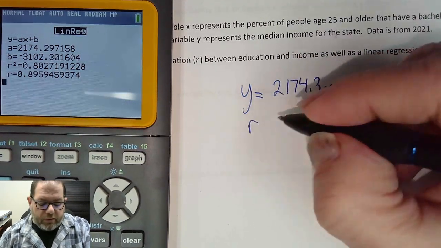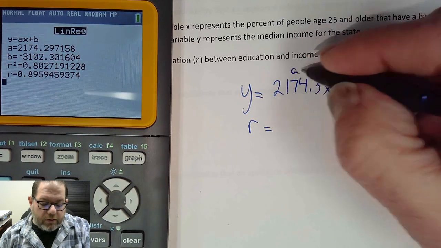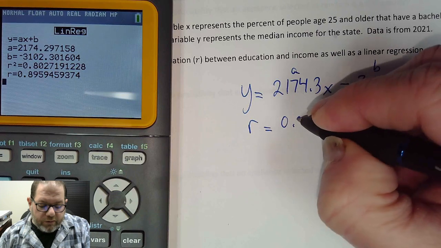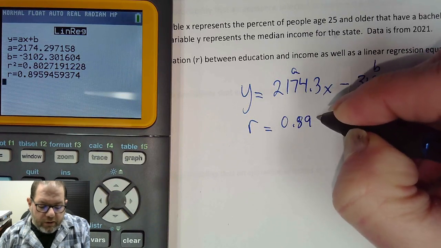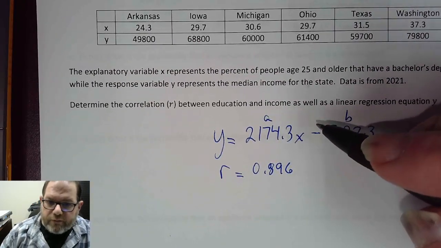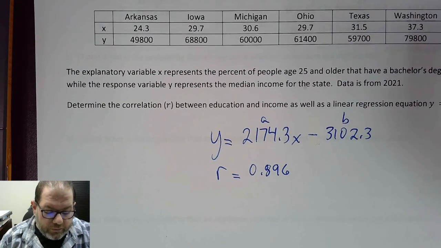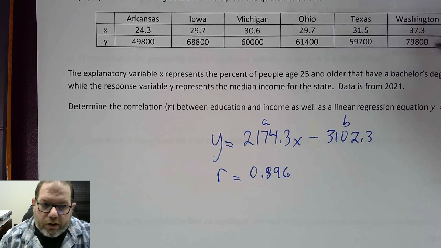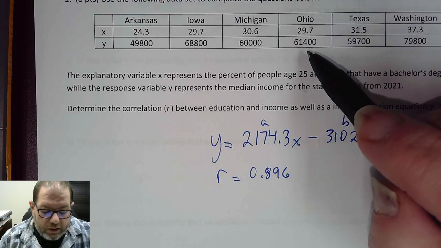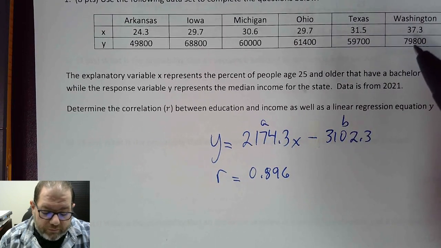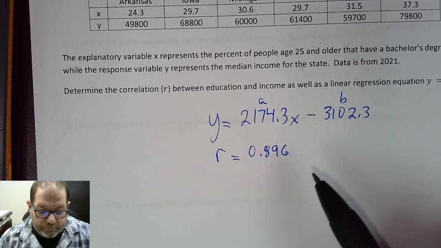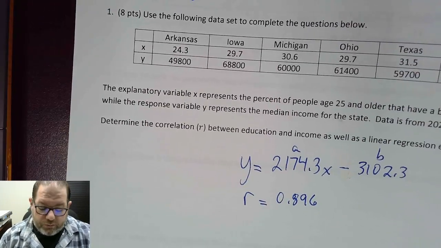And we also want to make note of r, which is 0.896 if we go to 3 decimal places. With our data here, one decimal place is fine because y is basically going to be a large number, and this data is only accurate to 3 significant digits. But for r, we can go out a little bit further. Now, so that's question 1.